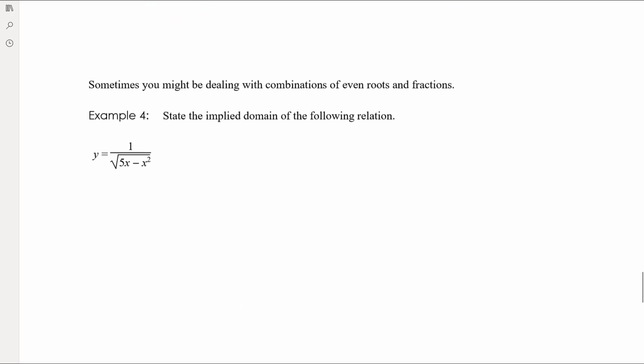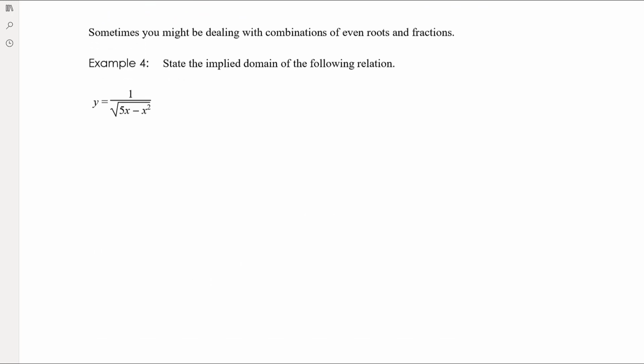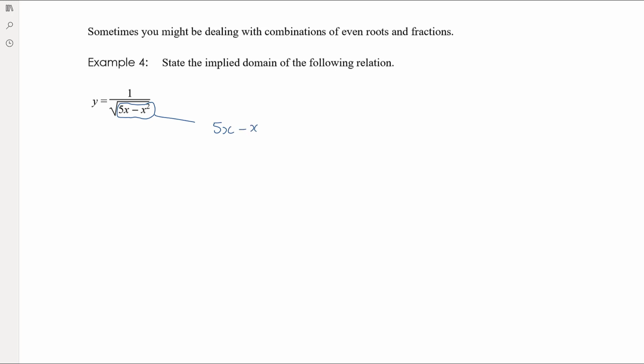Okay, so sometimes we might combine those two things together. Combinations of even roots, so square roots, fourth roots, sixth roots, etc., and fractions. So state the implied domain of the following relation. Okay, so let's think about, first of all, the square root means that 5x minus x squared has to be bigger than or equal to 0 for the square root to exist. But if it were to equal 0, the square root of 0 is 0, and then the denominator of the fraction would be 0, and that would be a problem. So in this instance, we need 5x minus x squared to be bigger than 0.